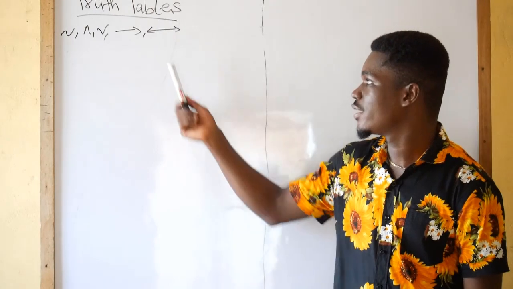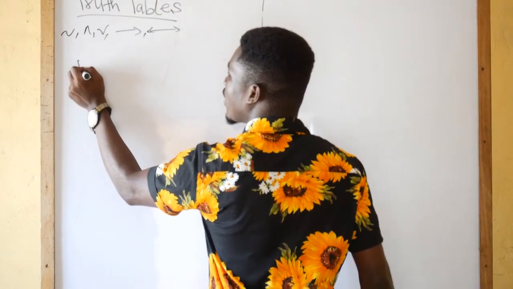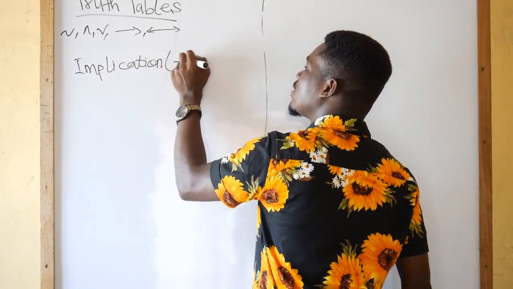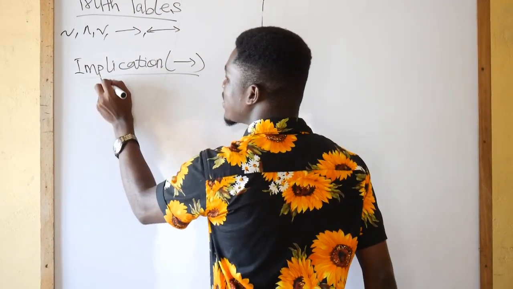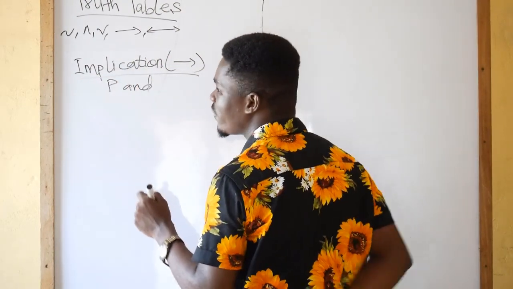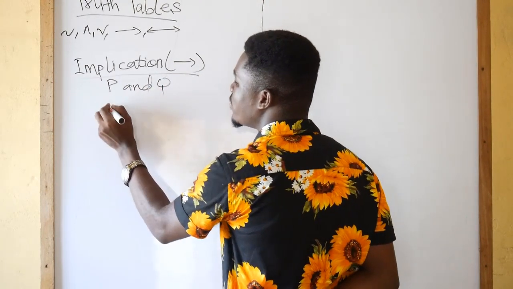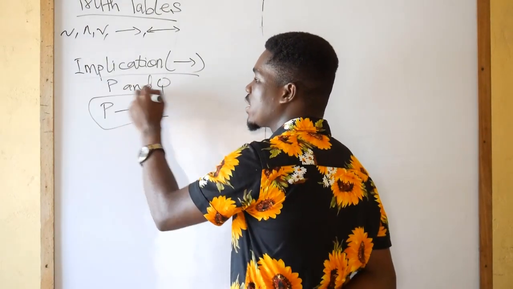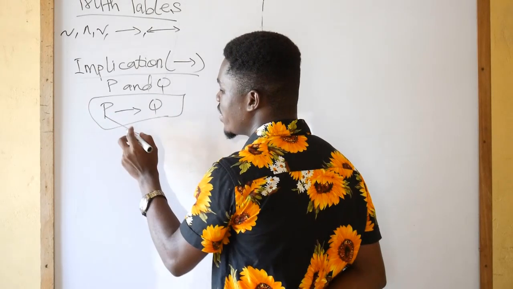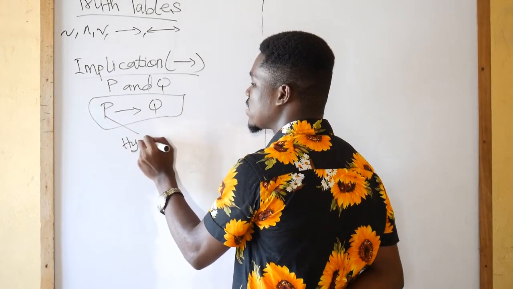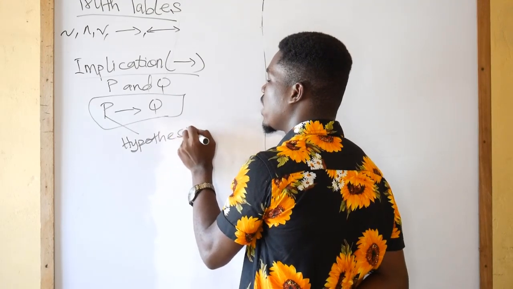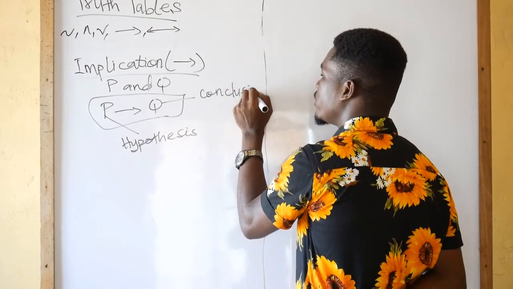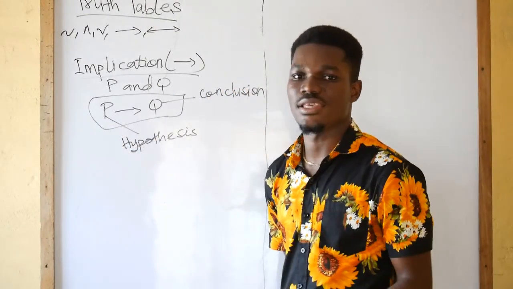The next logical operator is implication. When you have two statements P and Q, and you perform this operator on them, it becomes P implies Q. When you have this logical expression, P is called the hypothesis and Q is called the conclusion.